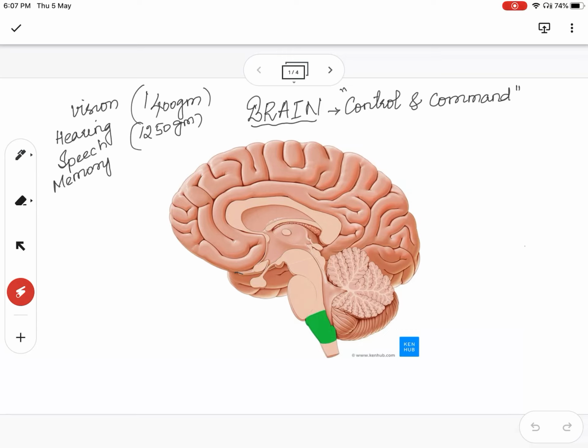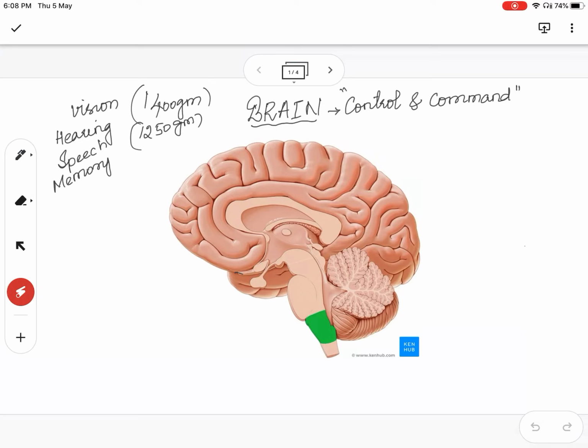Apart from that, it is also a site for processing vision, hearing, speech, and memory. Also thoughts, also emotions. All these things are taken care of by the human brain. Next point. Where exactly is the human brain located? The human brain is located in a cranial box, also called the cranium, also called the brain box. Next, what is the weight of it? That is an important point that you have to remember.